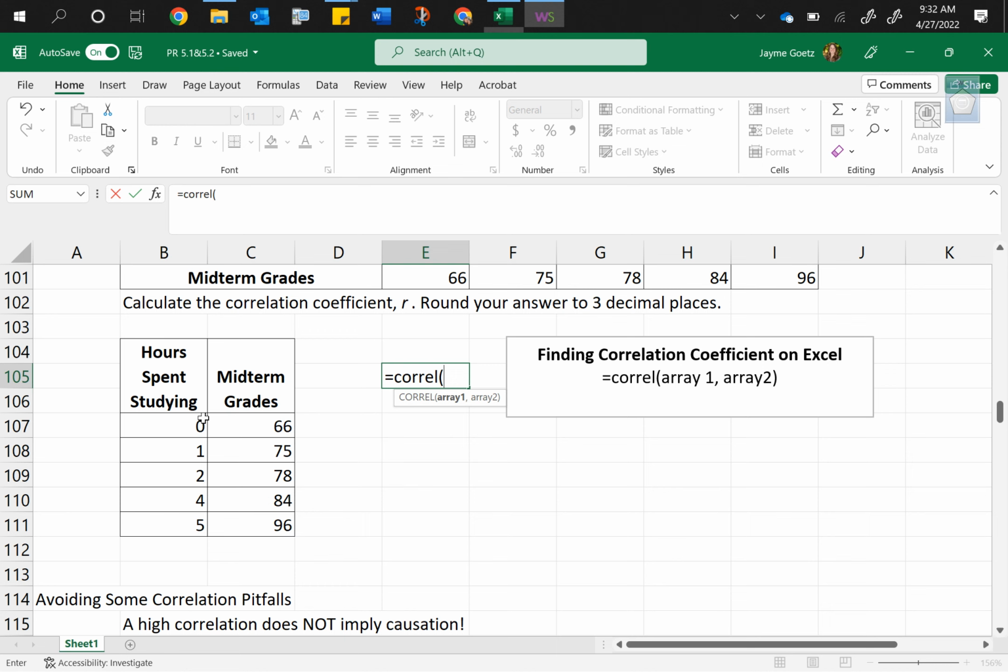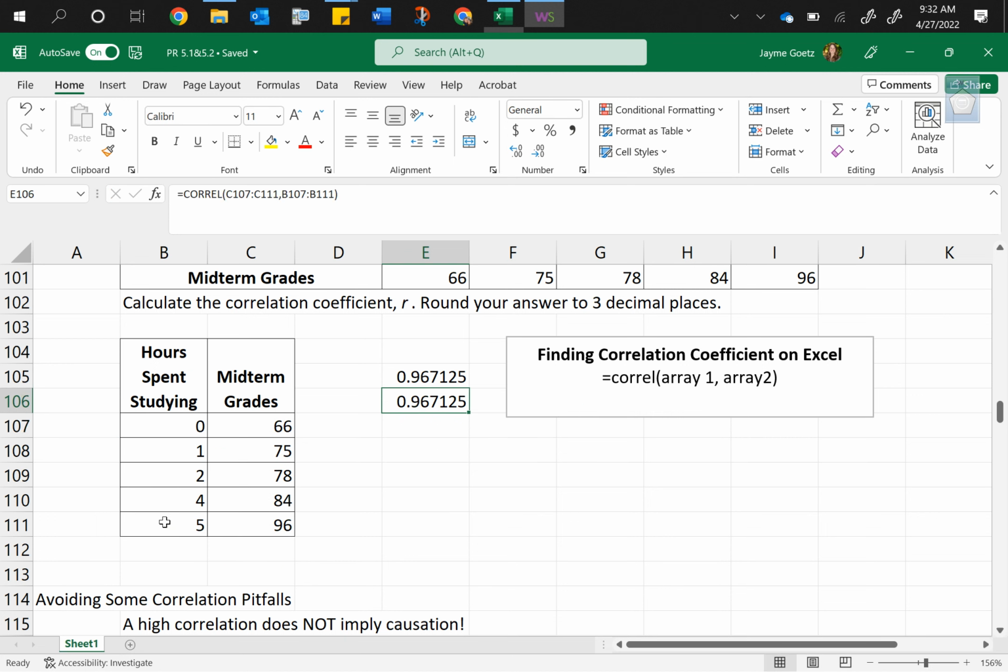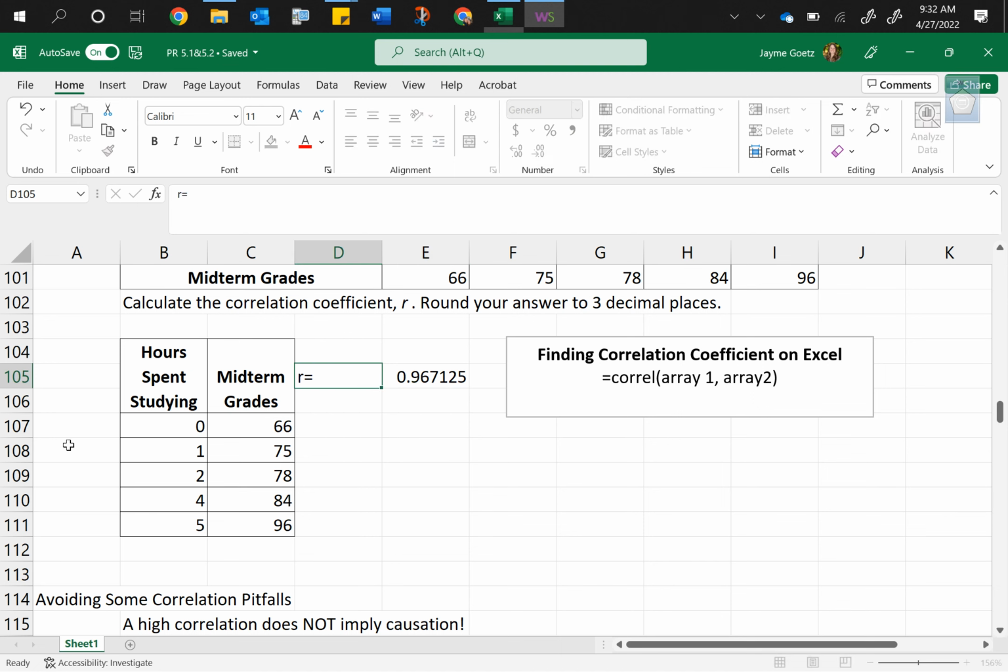It does not matter which is first. So if I wanted to, I could highlight the hours spent studying first, comma, the midterm grade second, close my parentheses, and hit enter. And guys, if I did it the other way around, I'll just show you here. If I would have done this guy first, comma, this guy second, guess what? I get the same thing. Okay, it does not matter which one you put first and which one you put second. Okay. Now, that is my R value, but they want it rounded to 3 decimal places, so let's make sure we do that accordingly.